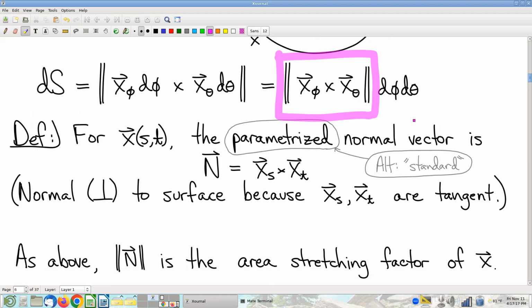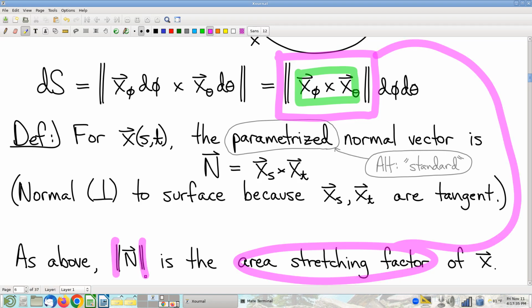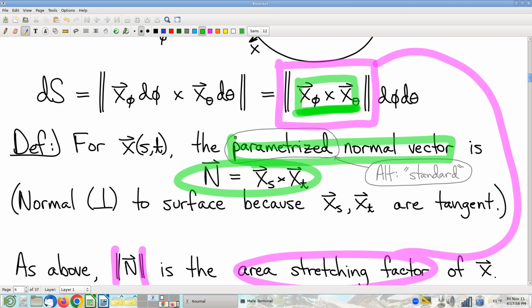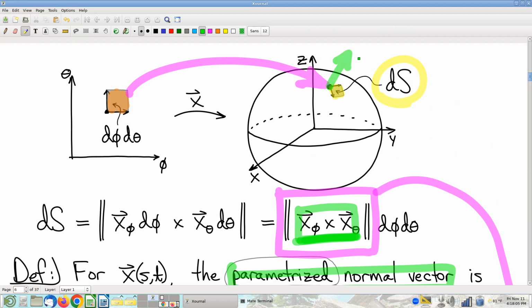Now a little bit of lingo. We're going to need to talk about this vector here. The vector whose magnitude is the stretching factor. Okay, keep in mind, area stretching factor is in purple. It's the magnitude. So the vector whose magnitude gives us that is of particular interest. We're going to call it capital N, and it's exactly what it says here. It's the cross product of the two partials of your parameterization. I call this the parametrized normal vector. Normal vector because if you think about it, look at the picture, it is a cross product of two tangent vectors. So it's perpendicular to the surface. So we call it a normal vector.